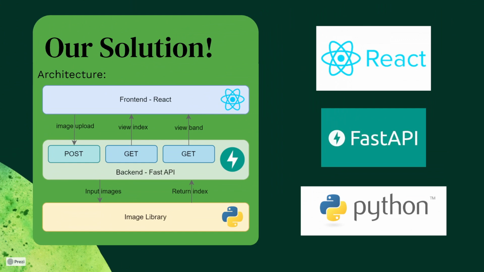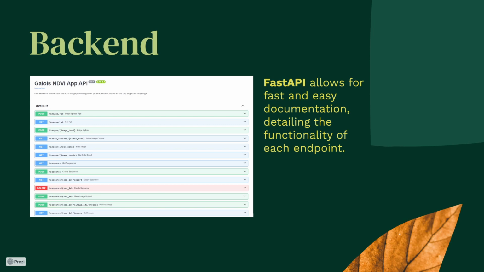So how does our application work? Our architecture is split into 3 parts. Our front end uses a React framework and uploads images to our FastAPI backend. Our backend then communicates with our image library to process your images, and sends them back to the front end for viewing. Our backend also comes complete with total documentation.